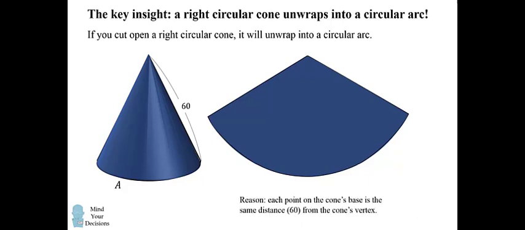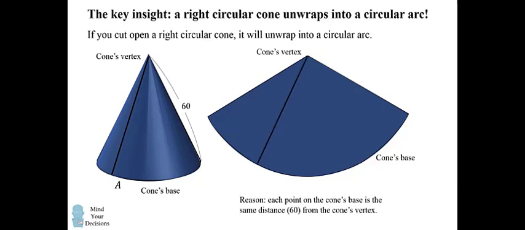The reason is that each point on the cone's base is the same distance of 60 from the cone's vertex. So here's the cone's base, and at the top is the cone's vertex. On the circular arc, we have the cone's base at the bottom and the cone's vertex at the top. Now each line on this cone from vertex to base, this slant height, exactly corresponds to a radius of this circular arc. So that's why we end up with a circular arc, because every distance from the vertex to the base is the same slant height of 60. And so this circular arc has a radius of 60.